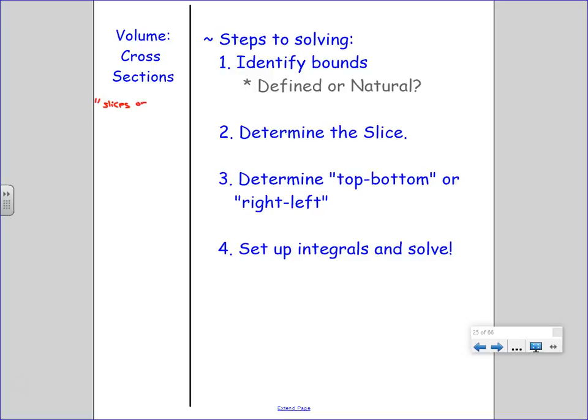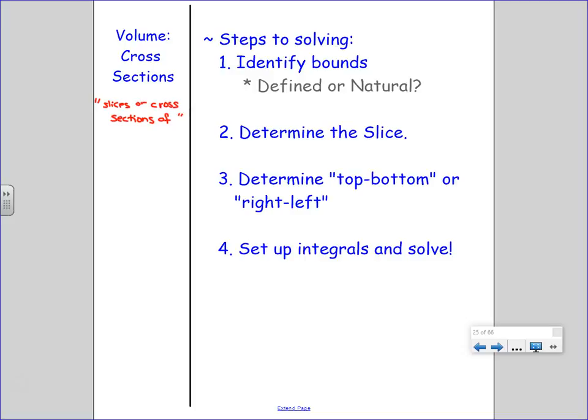Slices, or what's the synonym for slices? Much more mathematical: cross sections. Cross sections of. Now that might not be that specific wording. It could say rectangular cross sections, like might come before.